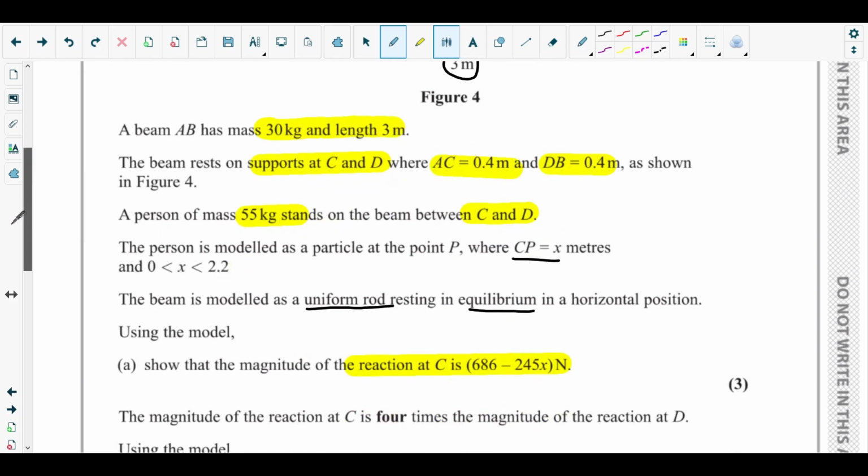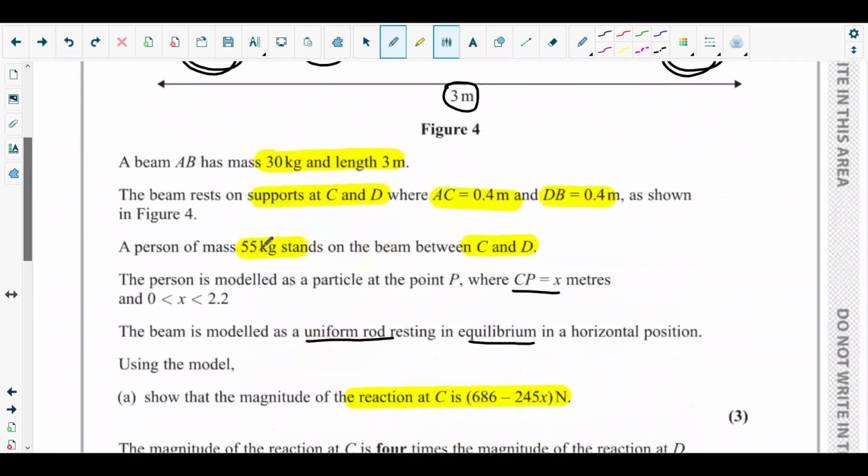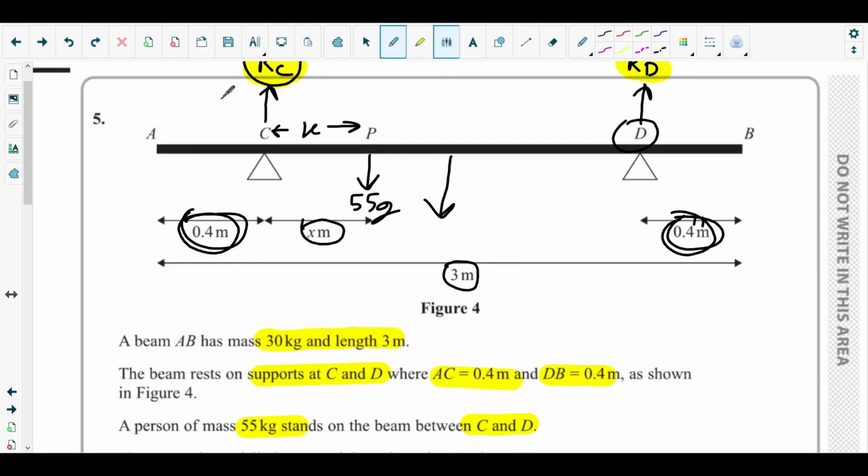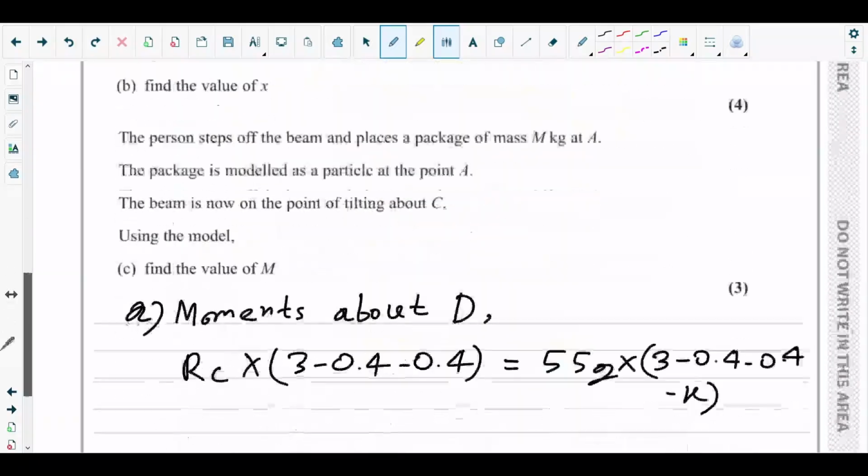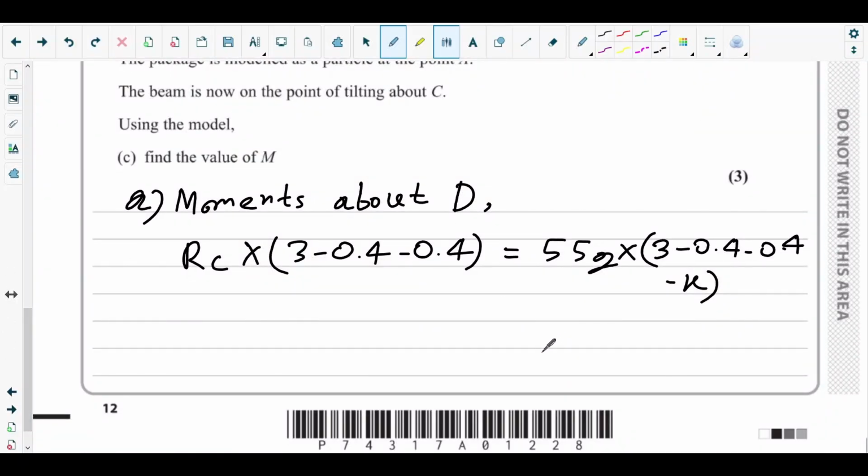Is the beam uniform? Yes, it's a uniform rod. Since it is uniform, that means the weight acts from the middle. So this is 30g Newton. This is anti-clockwise, isn't it? So that would be plus 30g times what?